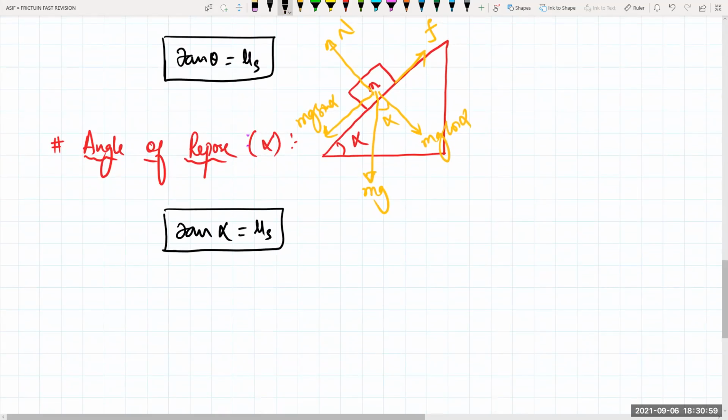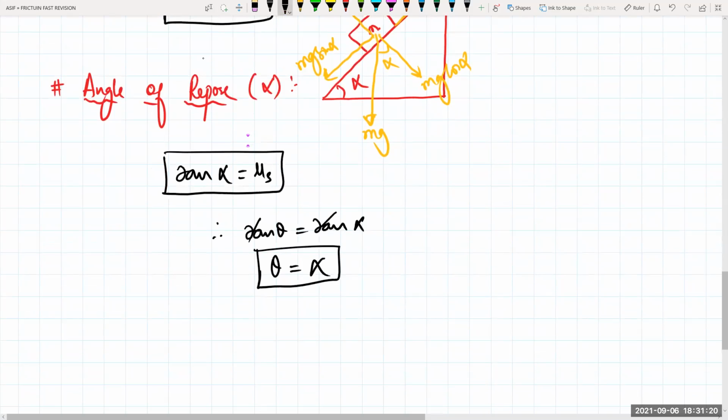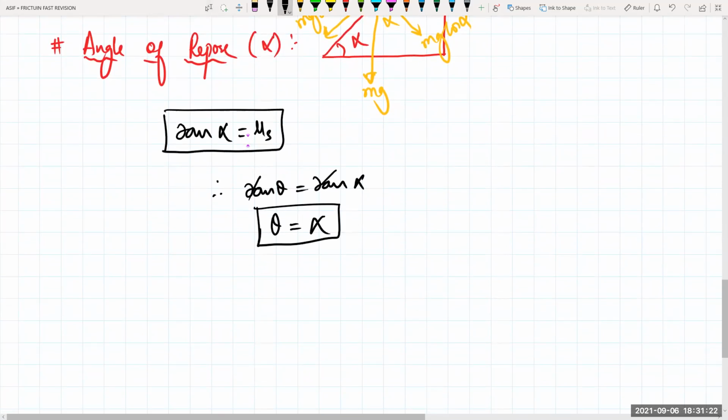Same formula. Therefore, I can say that tan theta equals tan alpha. Tan gets cancelled, so theta will be equal to alpha. Can I say that the angle of friction will be equal to the angle of repose? Clear? Yes, sir. Is it clear? One standard formula again.